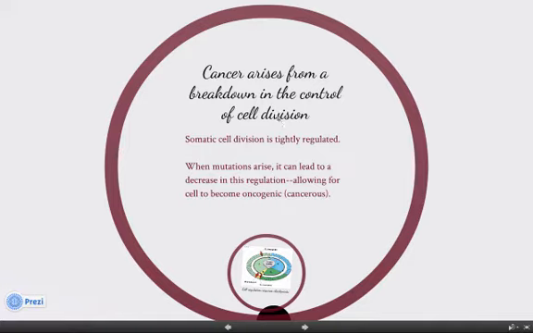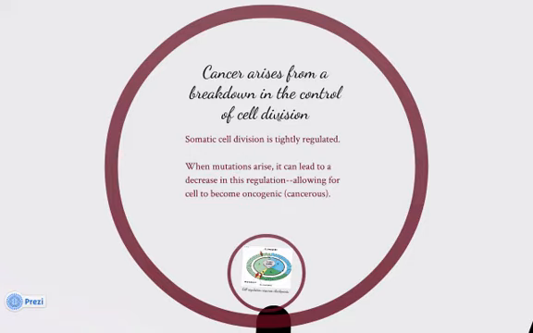Cancer arises basically from a breakdown in the control of cell division. Somatic cell division is tightly regulated. It has to be. Otherwise, cells will divide when they shouldn't. Cells will divide when there are few nutrients available, and they should not, because then they're going to pull more nutrients and all the cells will die. Cells are able to respond to the extracellular environment to stop or enhance cell division.